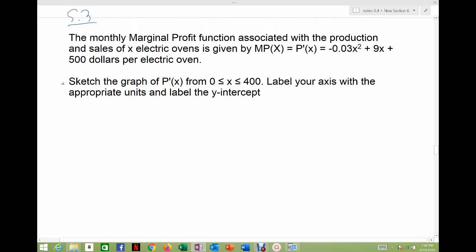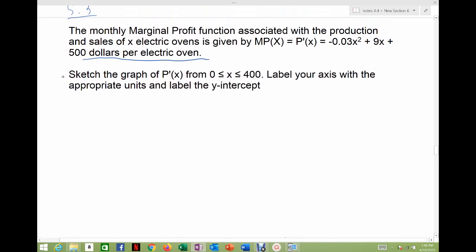We're given the marginal profit, which is the derivative of the profit, associated with the sale of electric ovens. So X represents the number of electric ovens. Marginal profit, which is the derivative of the profit, is the rate of change in dollars per oven. The first question is asking you to sketch the graph of that derivative over a domain 0 to 400.